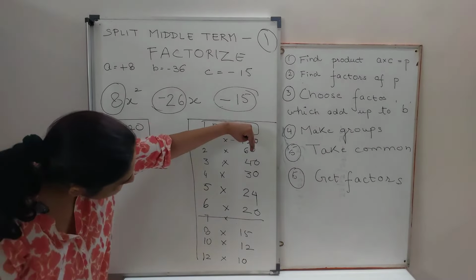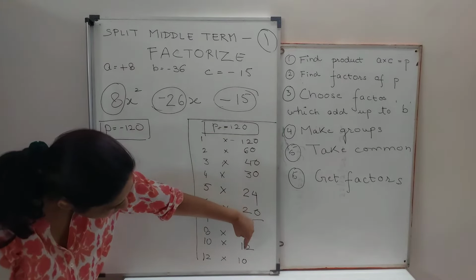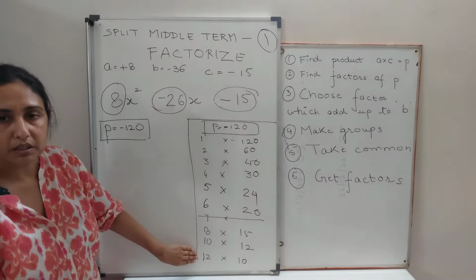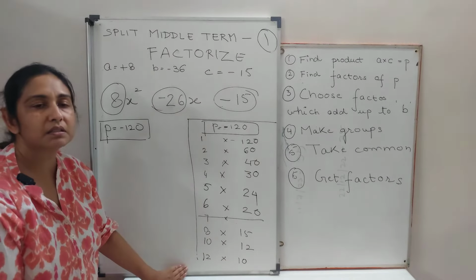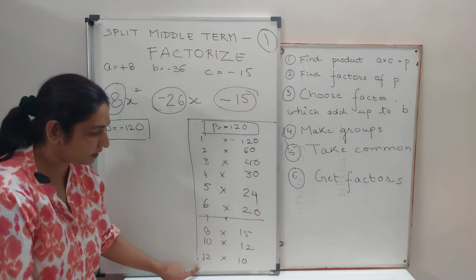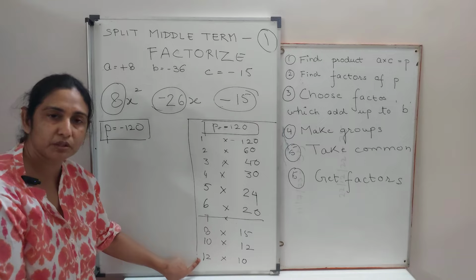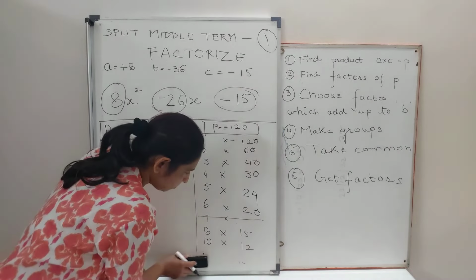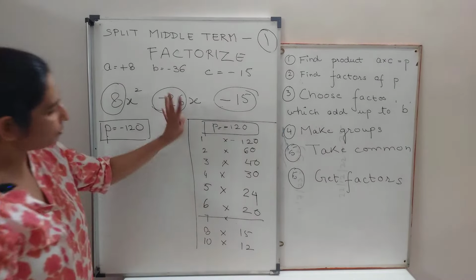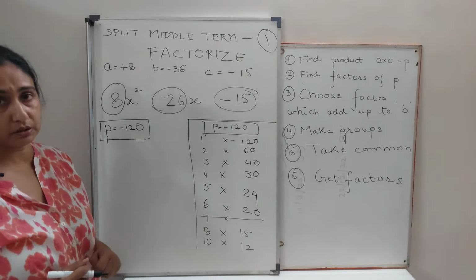Now what you observe is this thing has started repeating. It was becoming smaller and smaller, and now the number has started repeating here. The moment the repetition starts, you stop. 12 had come here, and now 12 is coming here. When the number starts repeating, we stop there. So these are the possible factors that we can use in our equation.